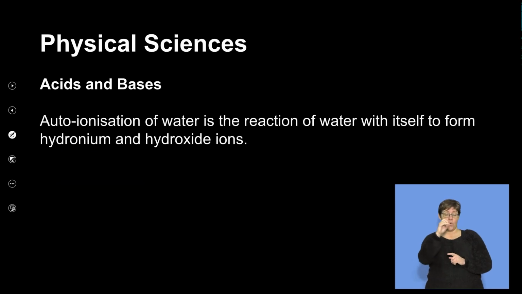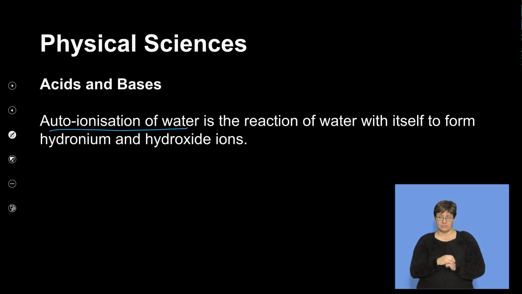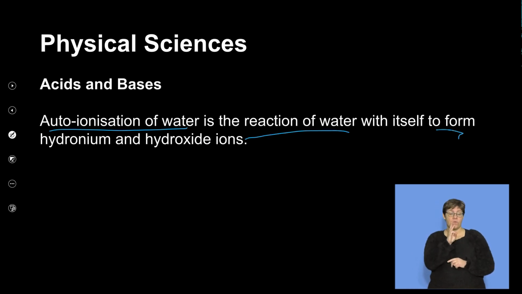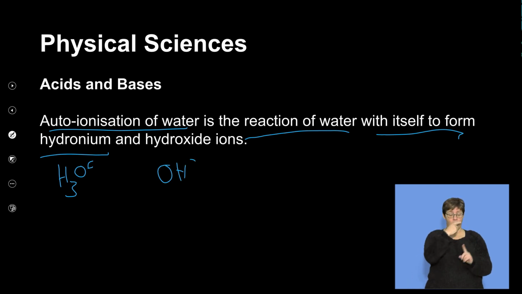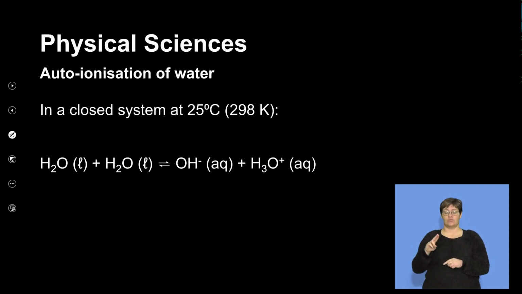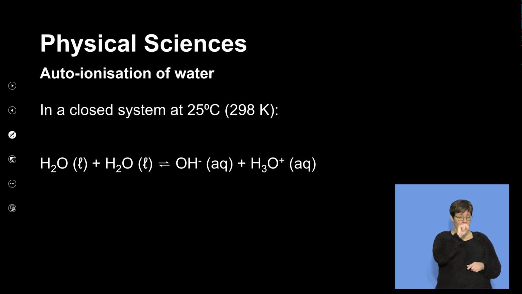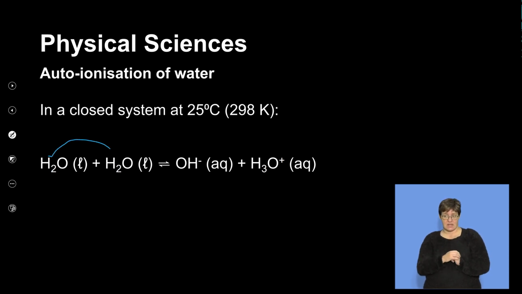So have a look here. Auto-ionization of water is the reaction of water with itself to form hydronium, that's H3O+, plus hydroxide ions, OH-. So in the auto-ionization of water, particularly said that this is at 25 degrees, and you'll see why in a second. The water molecule bumps into a water molecule. This water molecule donates a hydrogen ion. And if it has donated a hydrogen ion to this one, look over here.